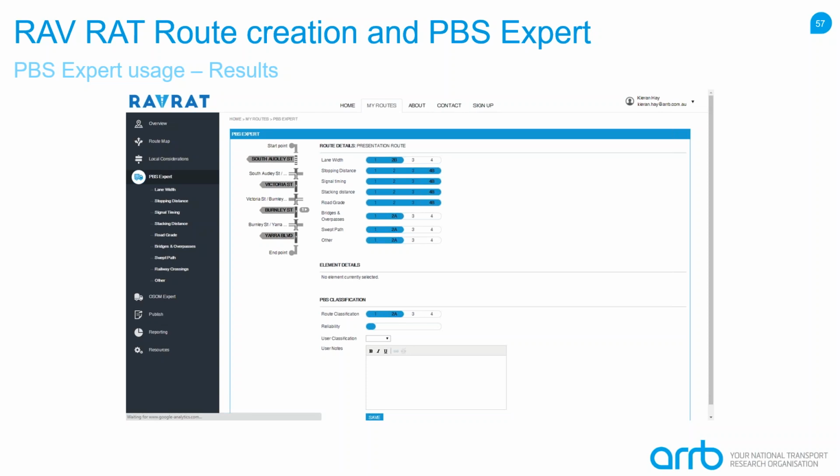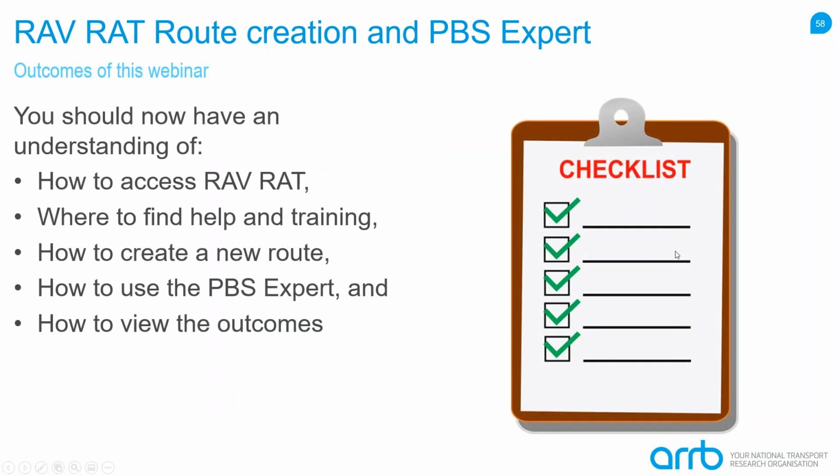So that essentially just brings us to the end of the training webinar that I've got here. So hopefully the outcome of this webinar is you should now have a broad, maybe a bit brief, understanding of how to access RAV RAT, where to find the help and training sections, how to create a new route and import all your route elements and confirm those elements, how to use the PBS Expert, and also how to view the outcomes from that assessment.